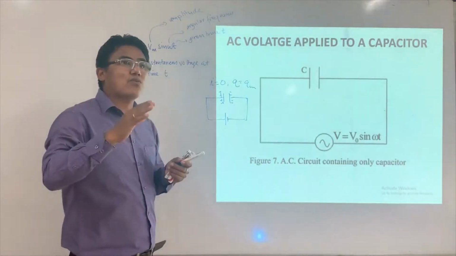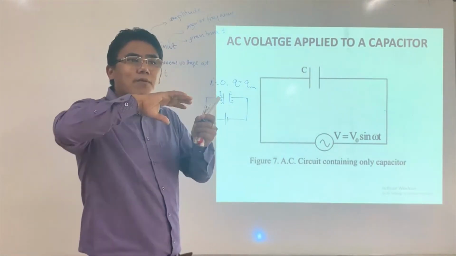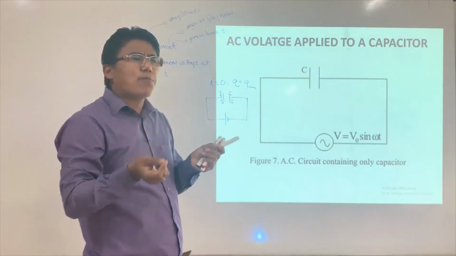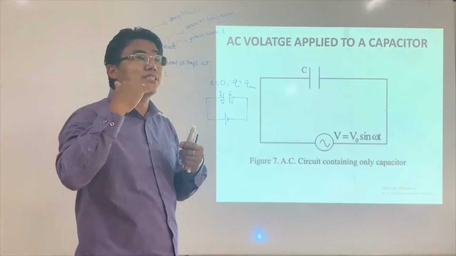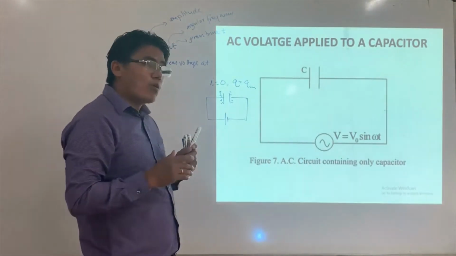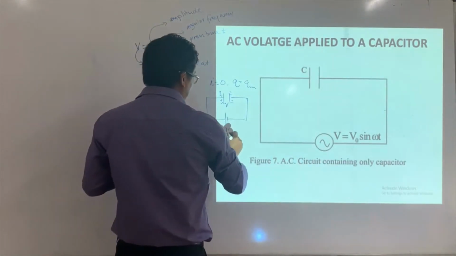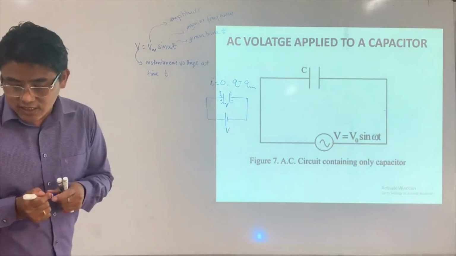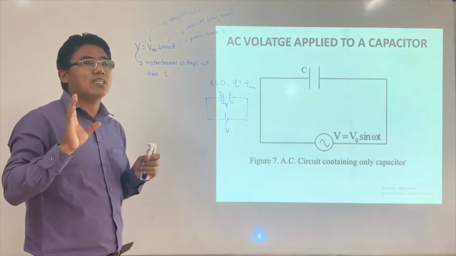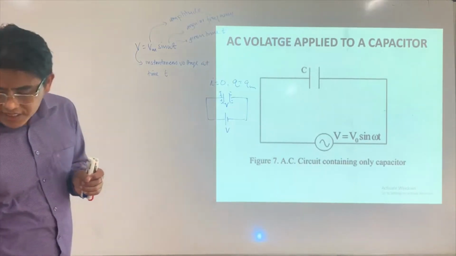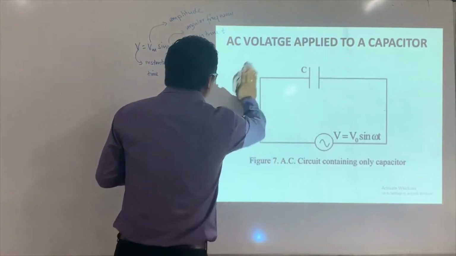Why? Because the current doesn't vary. There will be a current instantly for a very short period of time during the charging time. Once the capacitor gets fully charged, the current would be zero, because the capacitor voltage is equal to the voltage we supply. So as far as a capacitor is concerned, it doesn't allow a DC current. However, it allows alternating current.